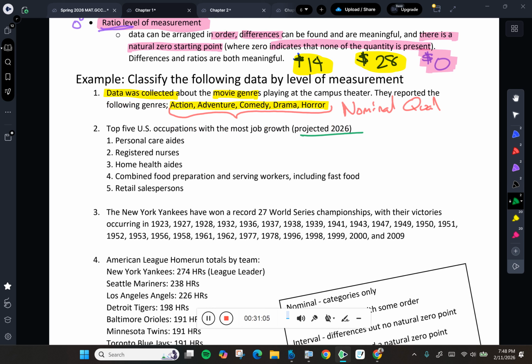Okay. Number 2, the top 5 occupations in the United States with the most projected job growth for the year 2026 are: number 1, personal care; number 2, registered nurses; number 3, home health aides; number 4, food prep service workers; and number 5, retail salespersons. Okay, they're ordered, the top 5.